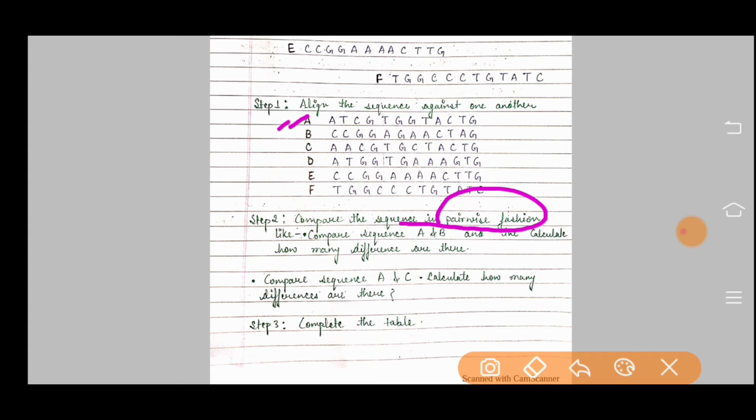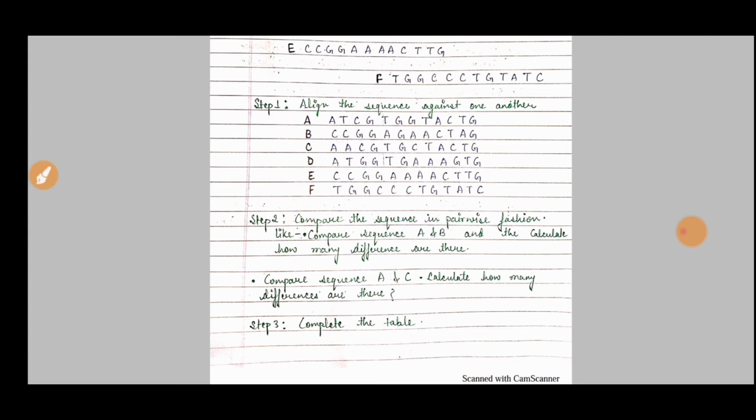Like with A, you have to compare B, A to C, A to D, A to E, A to F. Same with B: B to C, B to D, B to E, B to F. Same with C, same with D, same with E, and same with F. Now when you compare them, you have to calculate how many differences there are, meaning you have to find matches as well as mismatches.